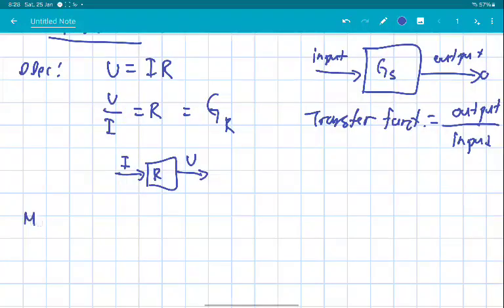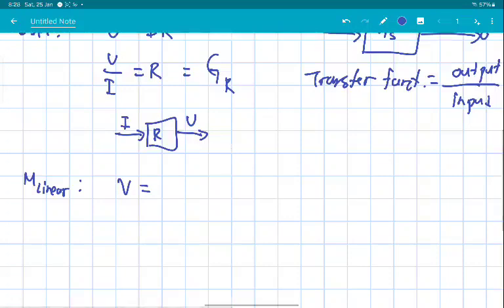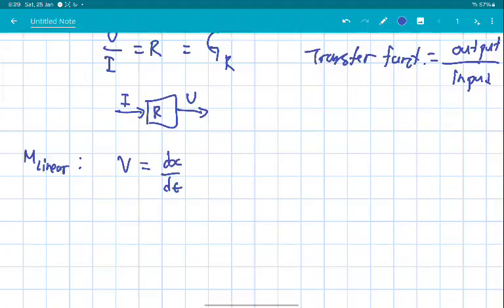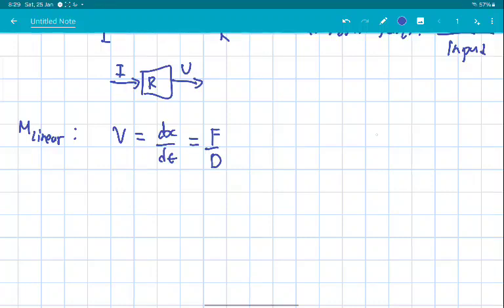Now, when we talk about mechanical linear, the mechanical linear equivalent of voltage, instead of U, would be v, which is velocity. And velocity is dx over dt, so v equals dx over dt, and it's also equal to F over D. If you're wondering what D is, D is basically a damper, or in English we actually call it suspension, but the Germans call it a Dämpfer, or damper.